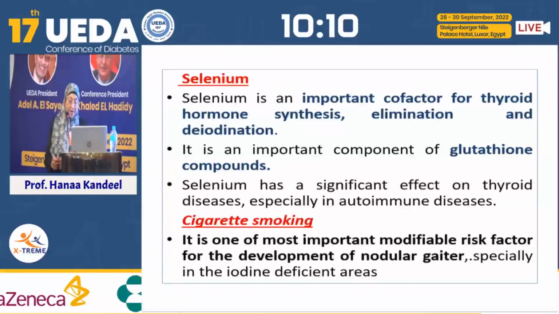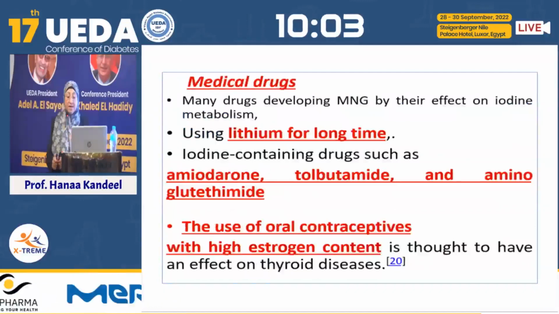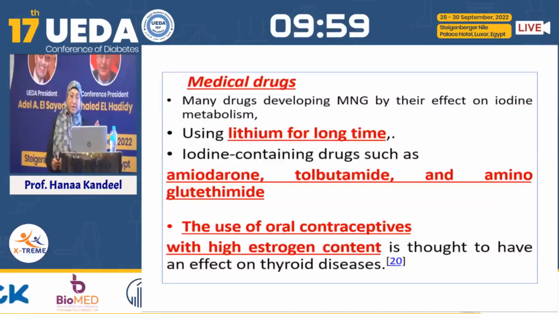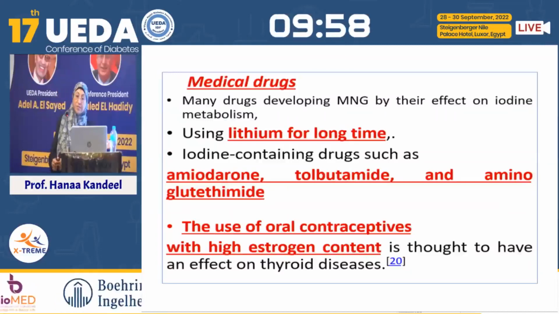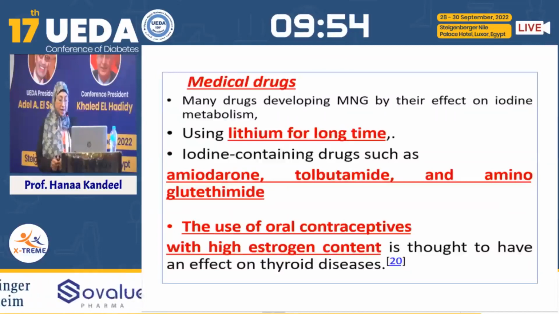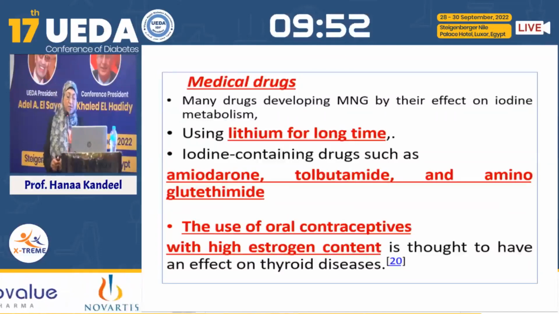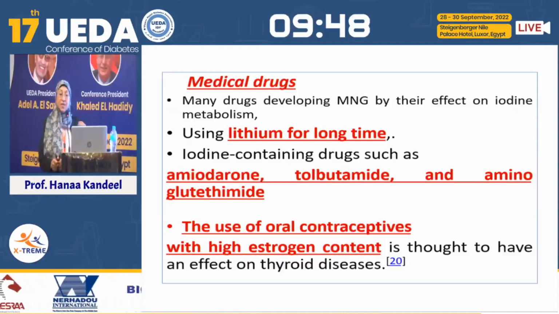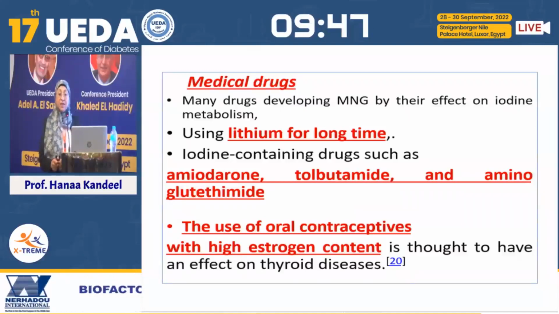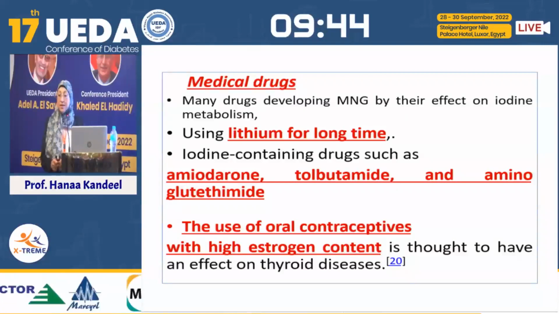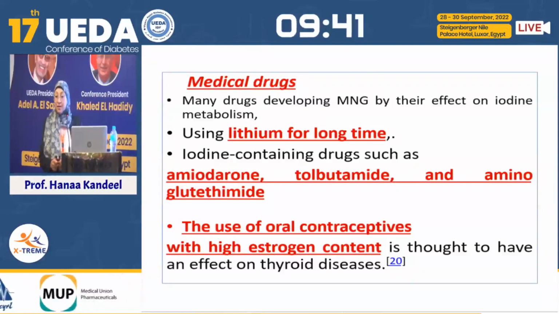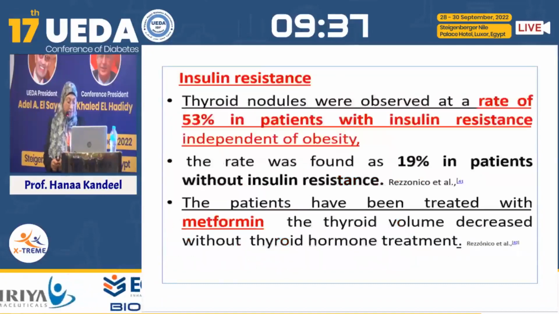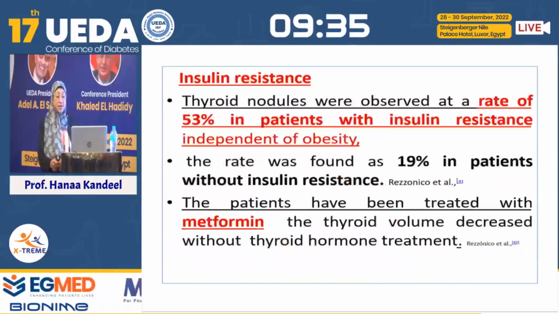Regarding medical drugs, it's very common, like lithium for a long time, amiodarone, which is used for treatment of arrhythmia, and tolbutamide and other substances, oral contraceptive pills, which increase the estrogen level. All these substances we must give cautiously to the patient with goiter. And if we give the patient this medication, we must check the thyroid profile later on.